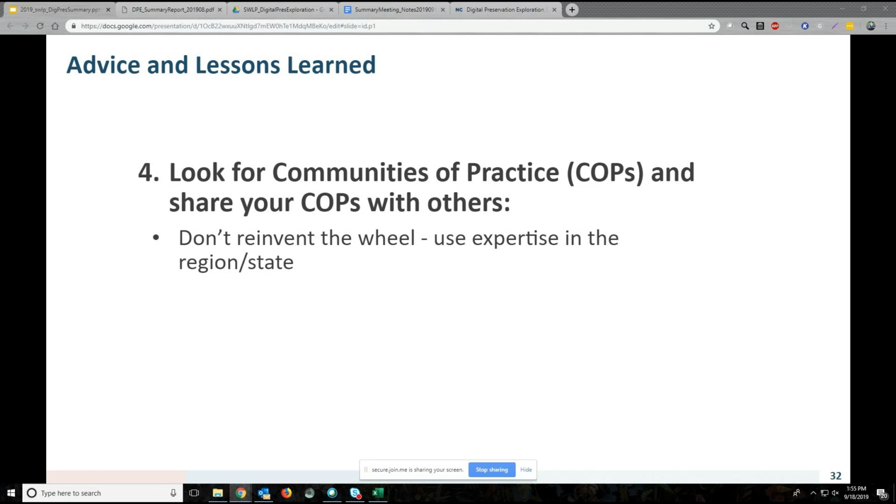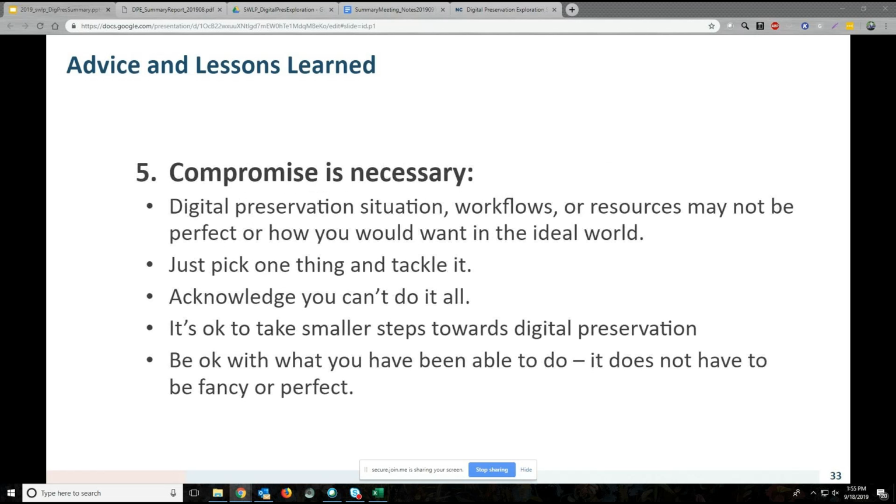Another piece of advice was to look for communities of practice and share your community of practice with others. In other words, you don't need to reinvent the wheel. There are other people out there probably doing very similar things. Feel comfortable using that expertise on a regional basis and a statewide basis. Those resources are available, and seeking them out will save you a lot of trouble.